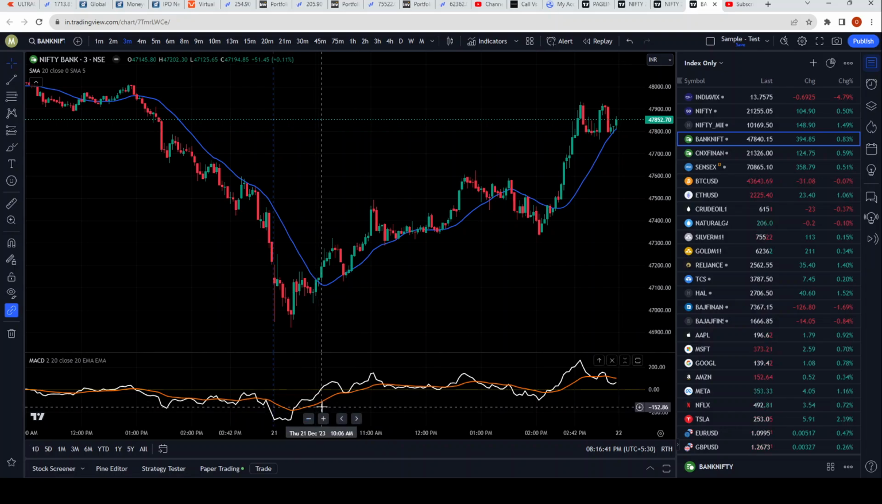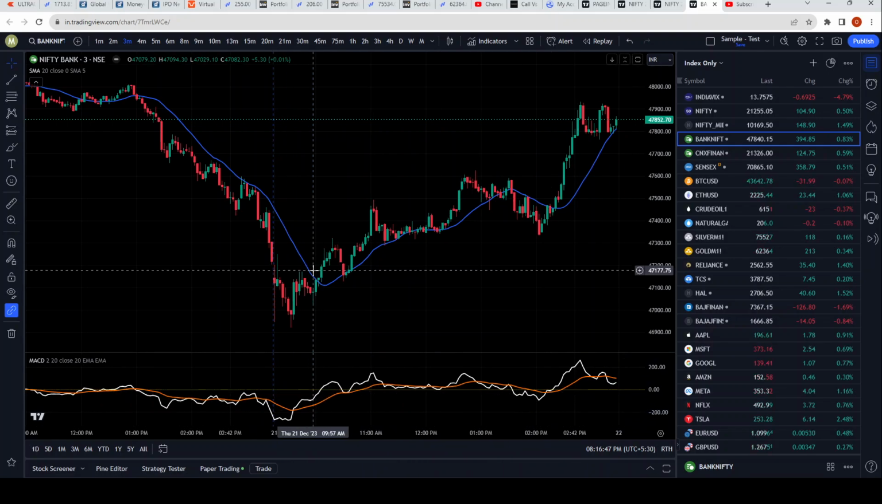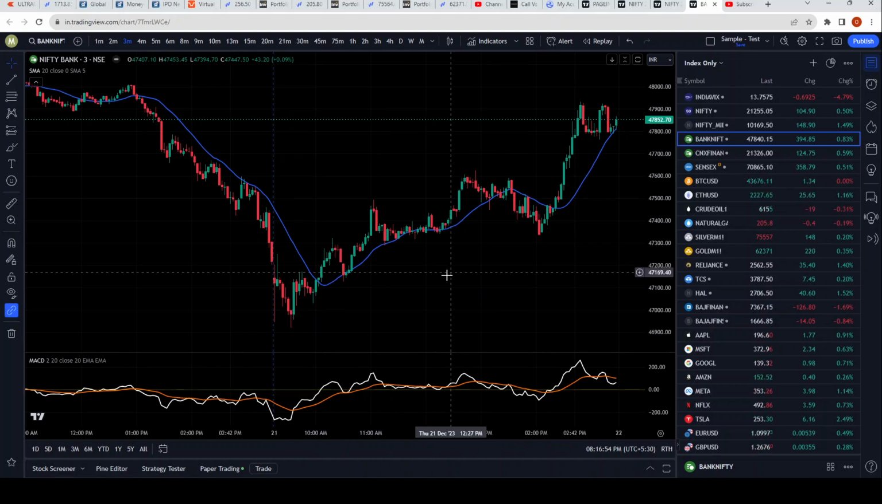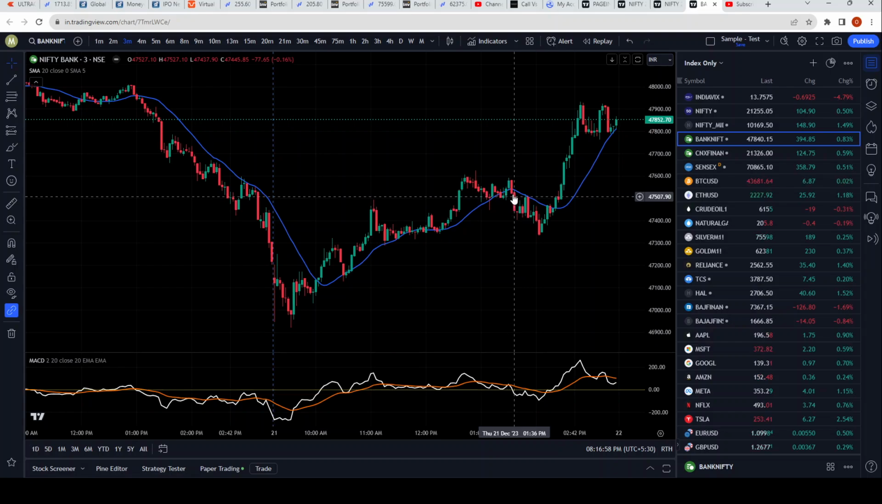We will take a long when the white line is above the orange and above this 50% yellow line. That is the 50% mark. And over here, it has to be above the blue line and it has to be green. When do we short? Short means when do we sell? We sell when we see a red candle below the blue line, and the white line is below the orange line and below the 50% mark over here.